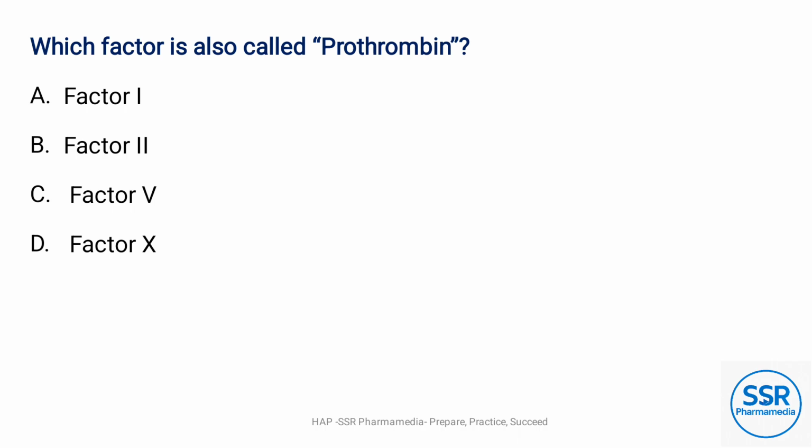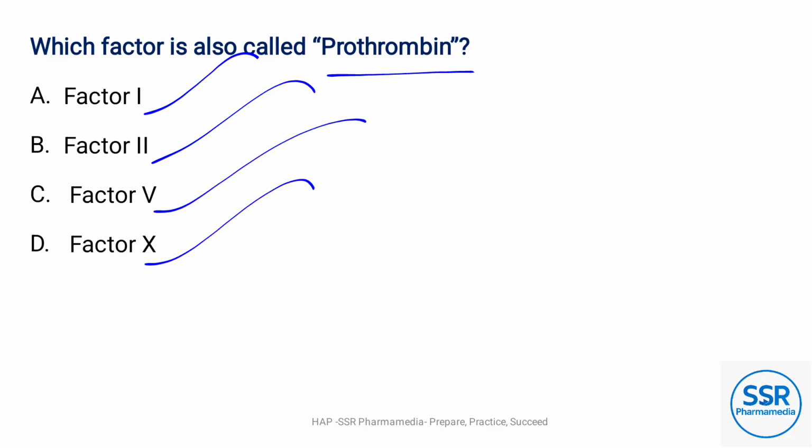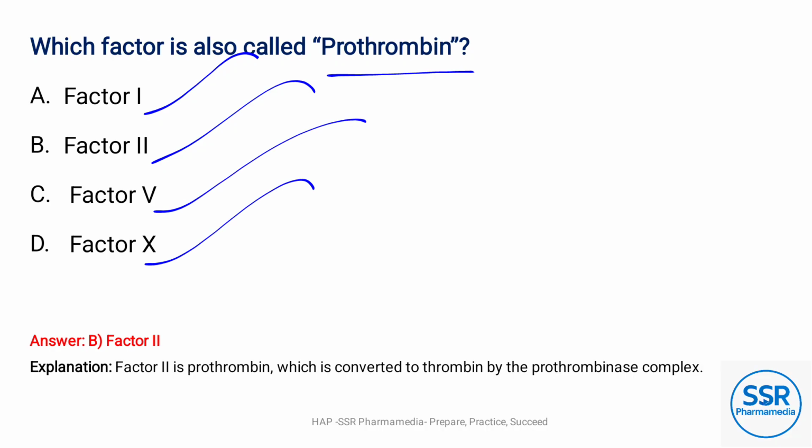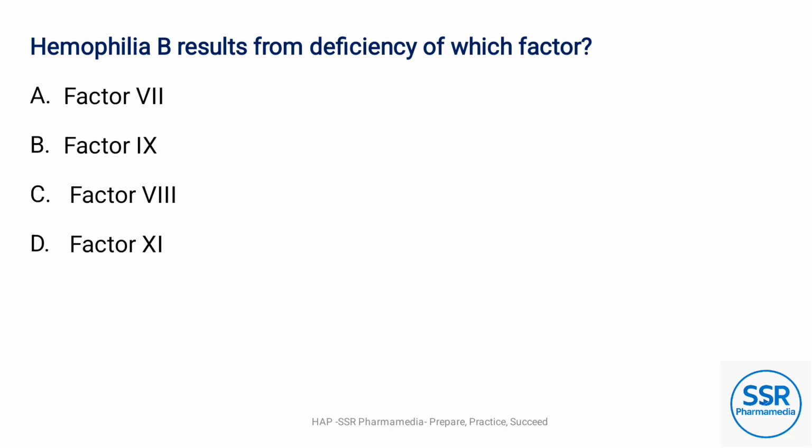Next, which factor is also called prothrombin? Option A, factor 1. Option B, factor 2. Option C, factor 5. Option D, factor 10. The answer is factor 2, option B. Factor 2 is prothrombin, which is converted to thrombin by the prothrombinase complex.